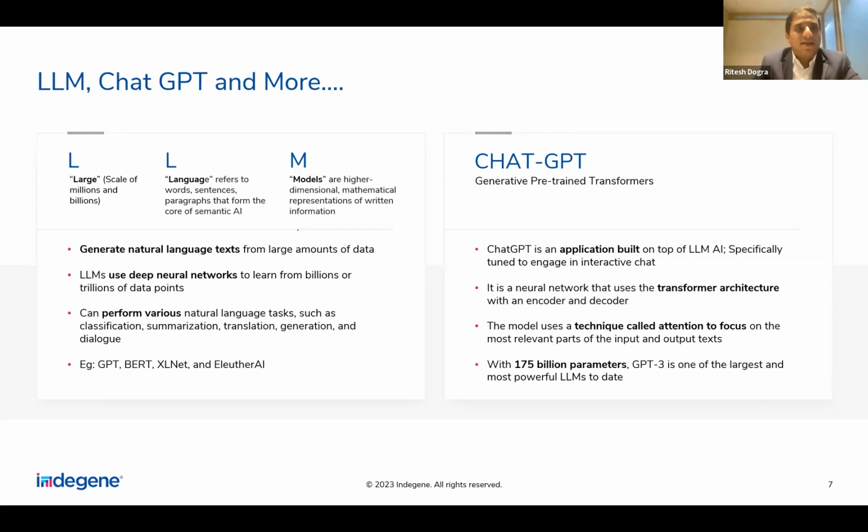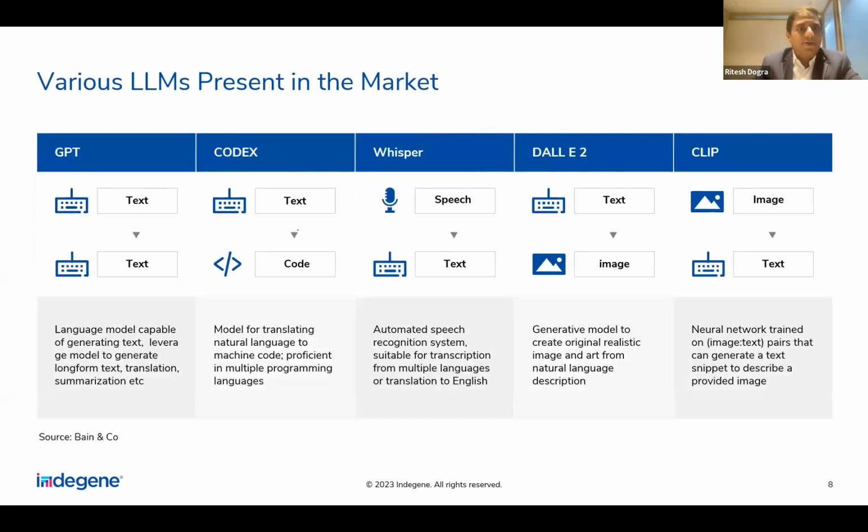So that's on the LLMs. How does generative AI, and what are those models? We'll touch upon that in the next slide. There are a lot of LLMs present in the market. The GPT I spoke about is text to text, but we have evolved from there: there is Codex, which is a text to code model, where natural language transforms to machine code. There is Whisper, which does speech to text. And then there's DALL-E 2 for text to image.